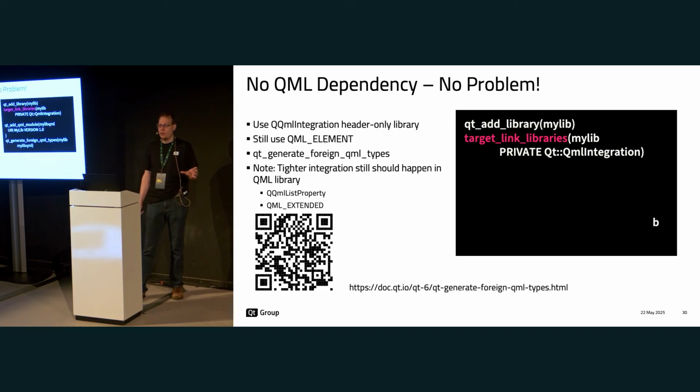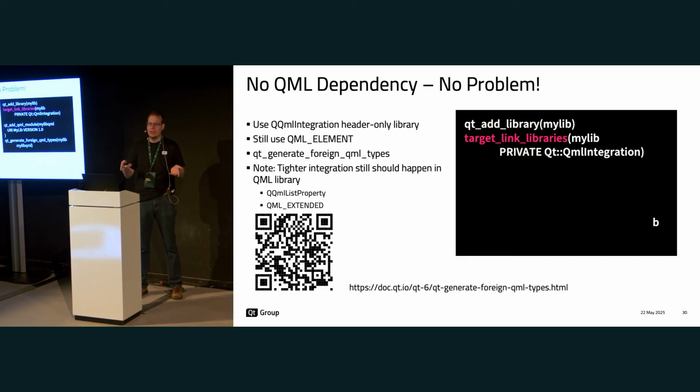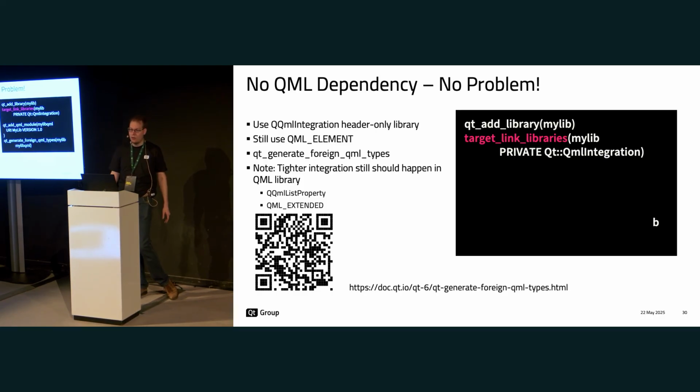It doesn't work if you actually need deeper integration. If you have a QML list property, that's still in Declarative, or if you want to do some extension of types, or if you want to call QML context to do some context manipulation for whatever reason, you obviously still need QML. But if you have a simple type which only exposes a string and some int, there's no reason to make a hard dependency on QML. You can just use that way to solve it. And if you want to know more, here is again a link to the documentation.